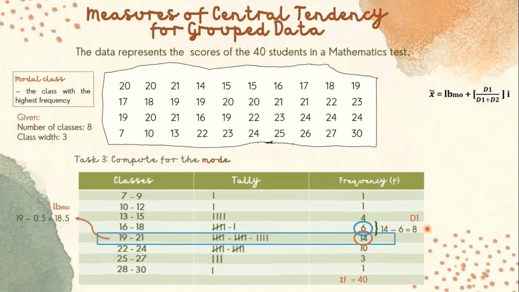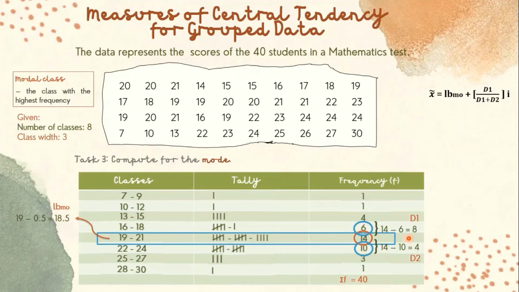Therefore, 8 is D1. Next, finding out D2, which is the highest frequency minus the frequency of the next upper class. Ang next upper class natin ay 20 to 24, frequency ay 10. Subtract them together. 14 minus 10 is equal to 4. Ito yung ating D2. And lastly, yung ating class width ay given, which is 3.